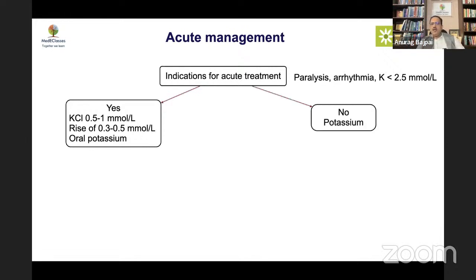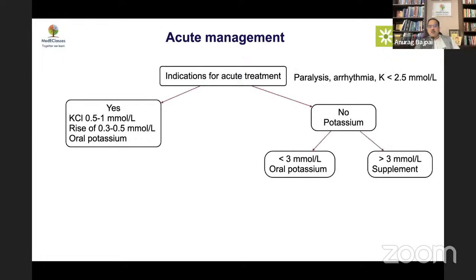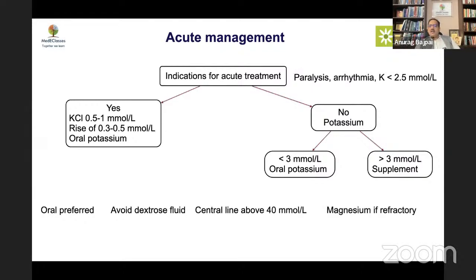If there is no indication for acute treatment, if your potassium is less than 3, start oral potassium. More than 3, you can simply supplement with other parameters and correct the cause in that scenario. In general, oral treatment is preferred because if you give too much potassium, it may have a cardiac issue. Avoid dextrose-containing fluid because that will cause insulin release and that will cause shift of potassium. If you're giving potassium more than 40, you use central line, and magnesium is required if there is a refractory case.